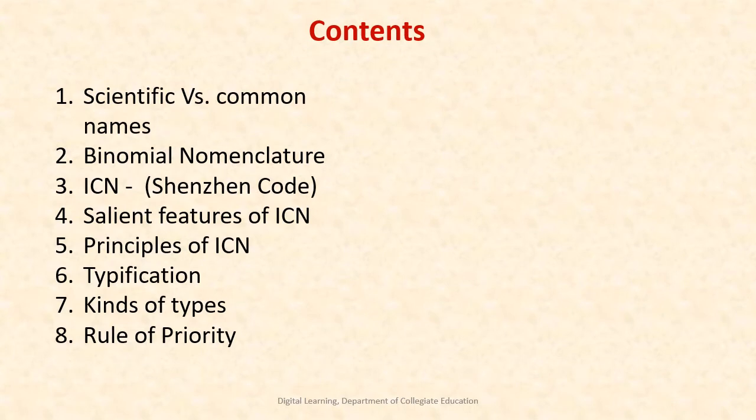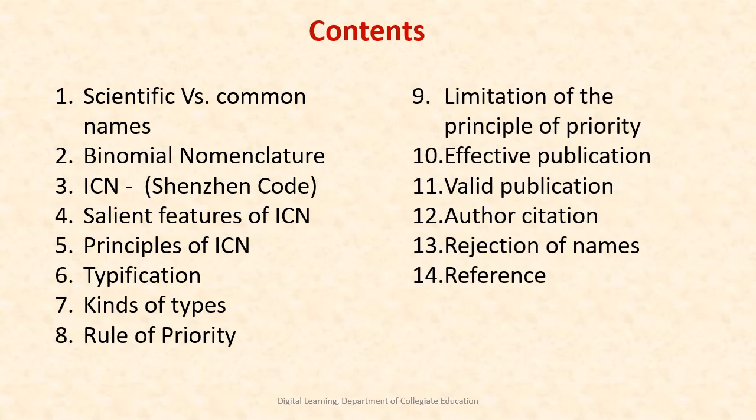The contents of this video: scientific versus common names, binomial nomenclature, ICN, salient features of the ICN, principles of ICN, typification, kinds of types, rule of priority, limitation of the principle of priority, then effective publication, valid publication of names, author citation, rejection of names.